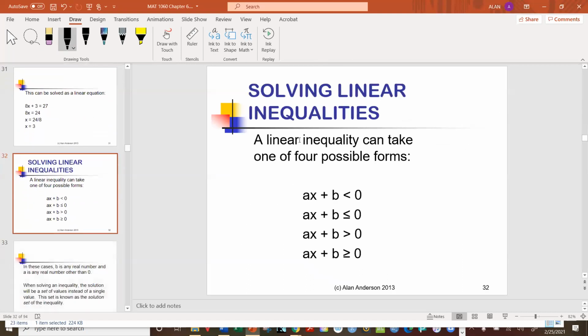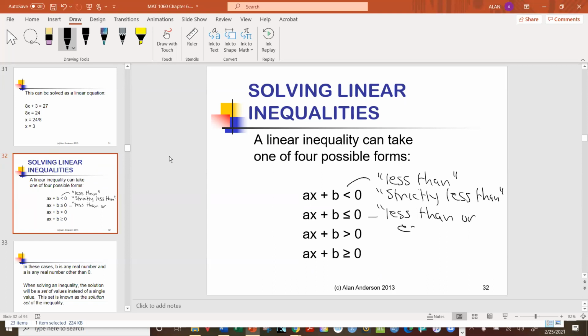All right, what else do we have here? Inequalities. Now, you might recall that in addition to equalities, we also may encounter inequalities. So let's just quickly review here. This symbol means less than, and that is also sometimes pronounced strictly less than. This one, of course, means less than or equal to.